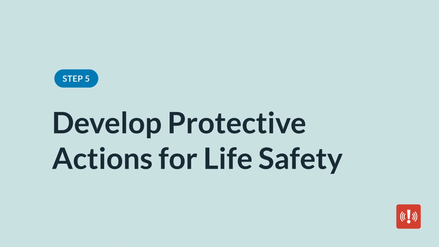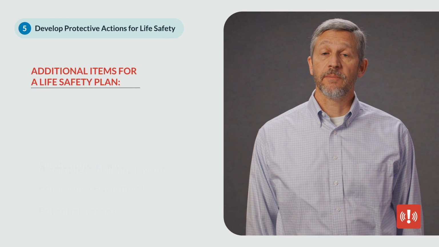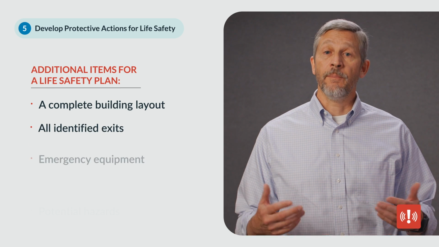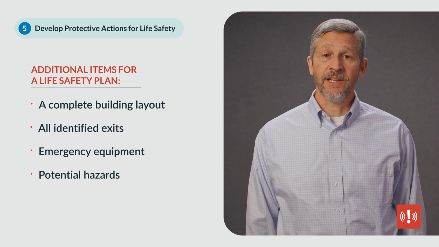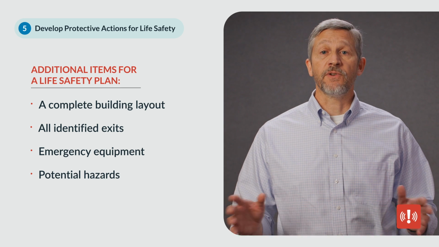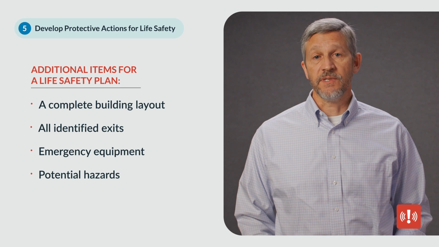Step 5. Develop protective actions for life safety. Protecting human life is the top priority of any emergency action plan. A life safety plan includes detailed steps your people will take during an incident, plus a complete building layout, all identified exits, emergency equipment, and potential hazards. It ensures that everyone, employees, visitors, and first responders, has clear instructions on what to do in an emergency.